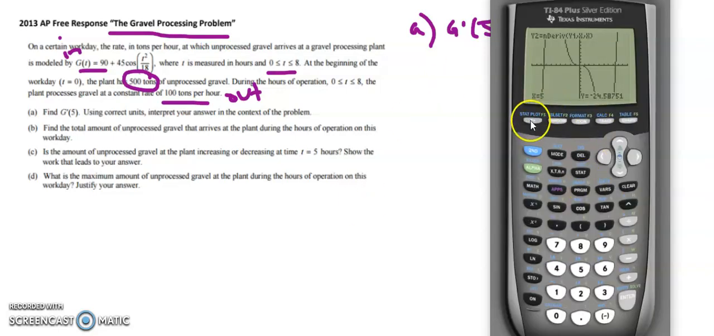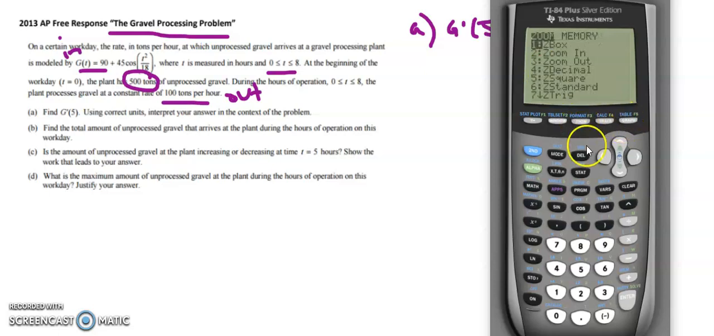So let's go ahead to our y equals screen. And I've already typed it in here, 90 plus 45 cosine of x squared over 18. Make sure you're in radian mode. We don't do anything in calculus in degree mode. And notice that I have my derivative set up here to take the derivative of the function in y1 and make sure it happens for all x values. And I made sure to not have this equals sign clicked, but to have this equals sign clicked, so I'm only going to see the graph of the derivative.